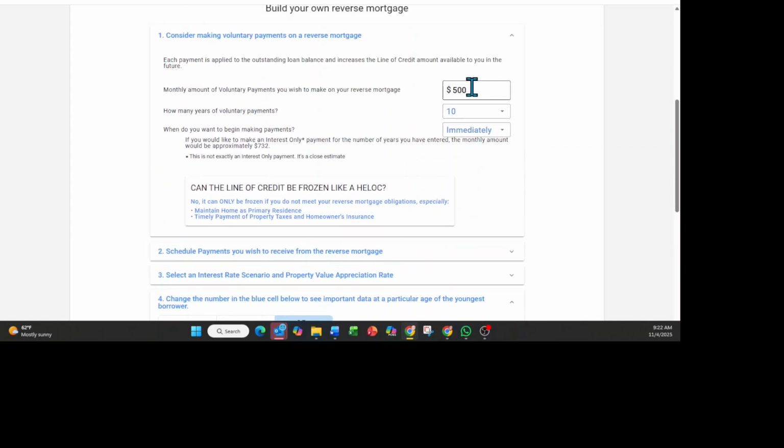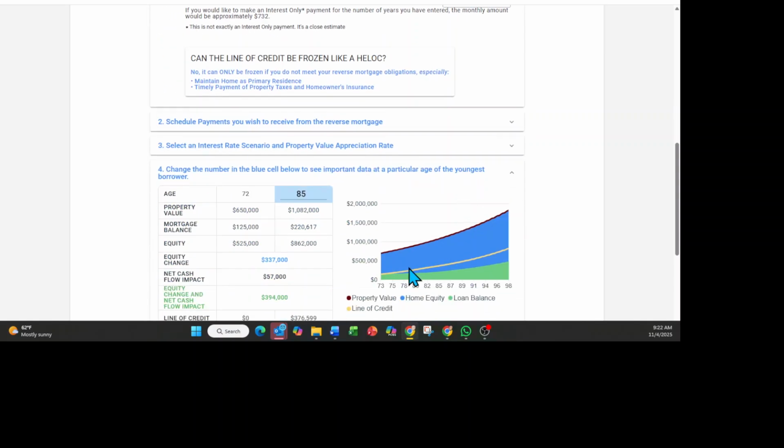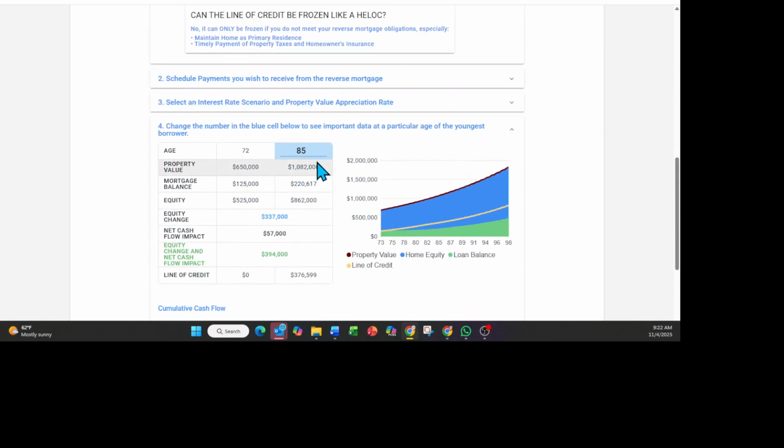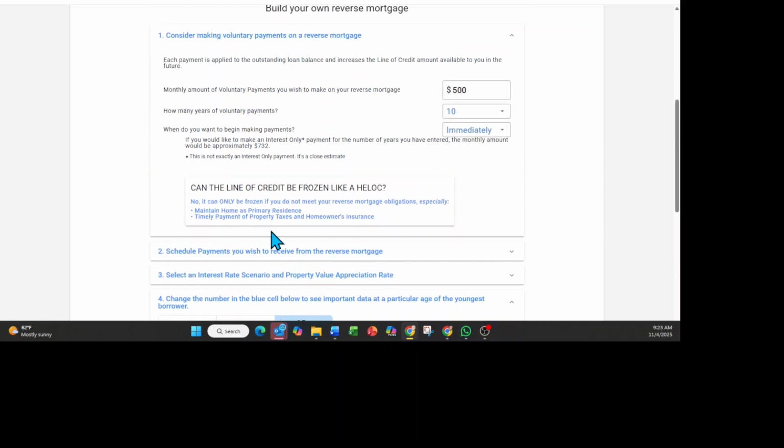That's why people make payments on a reverse mortgage, to increase that line of credit. Because at age 85, if they need $300,000, it's right there waiting for them. They don't have to get an appraisal, there's no credit check, there's no income verification. The money's just right there waiting to be drawn out of the line of credit. And it cannot be frozen, similar to the way a HELOC can be frozen.